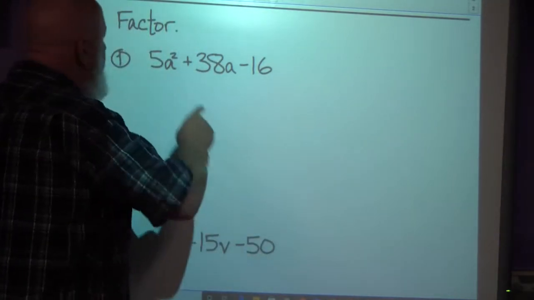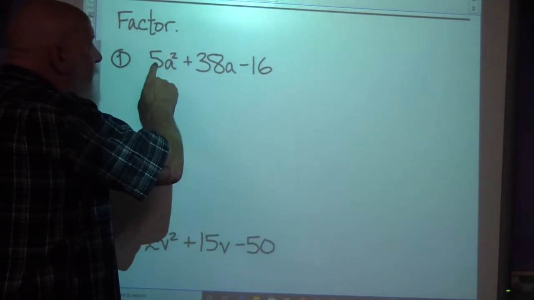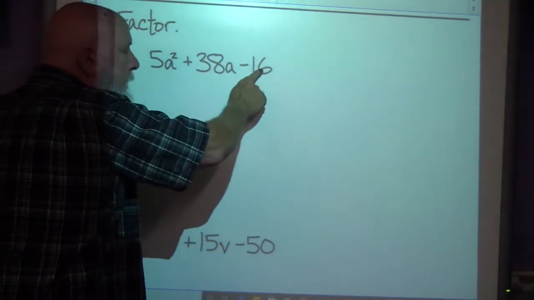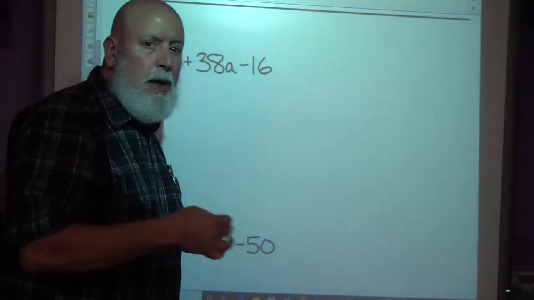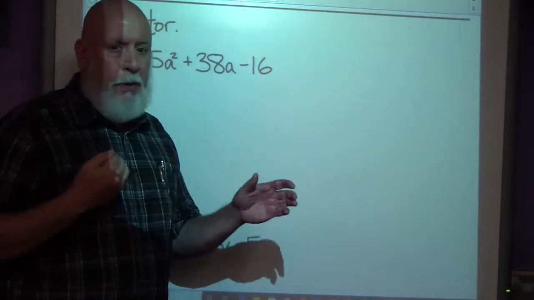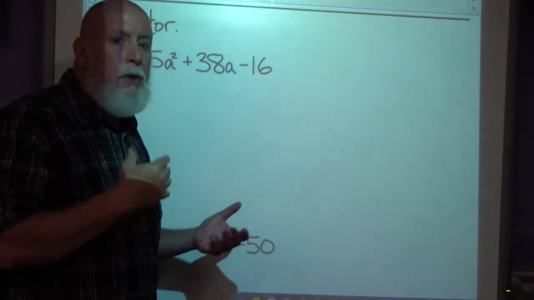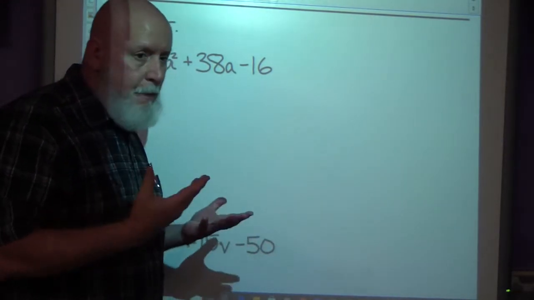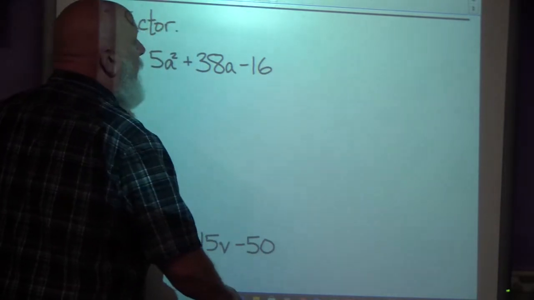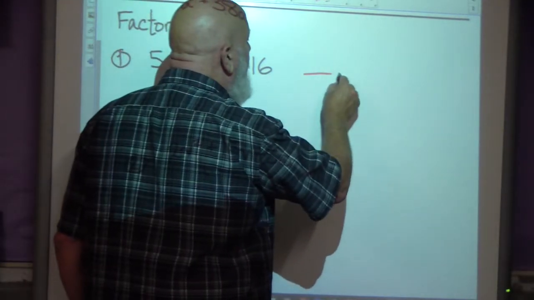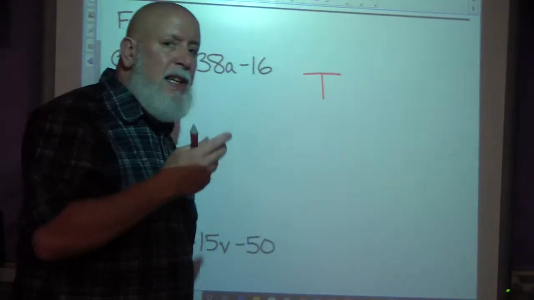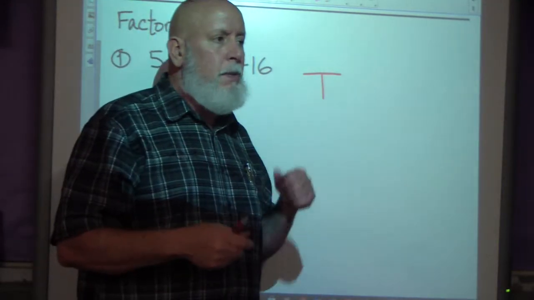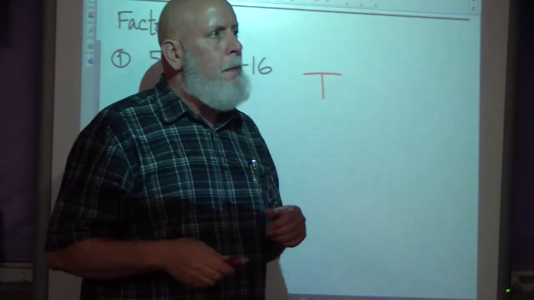But I look up here and say, hey, okay, we've got a 5. Let's see if we can factor a 5 out of all of these. Well, these two are not divisible evenly by 5, so I can't factor out a 5. So what I'm going to do is see if I can use what I call the T method. And we go like this. We write a T. It involves this kind of thinking. Before I start this problem, I just want to show you what kind of thinking I'm going to be using.